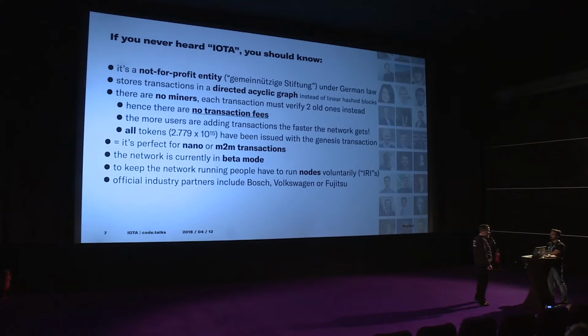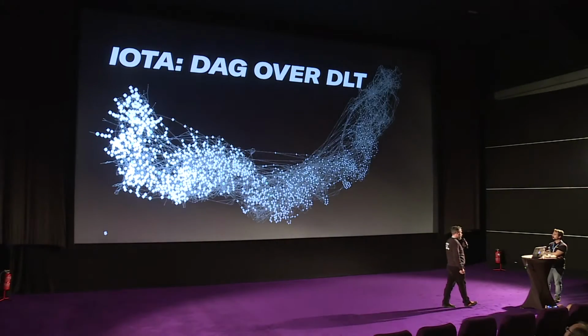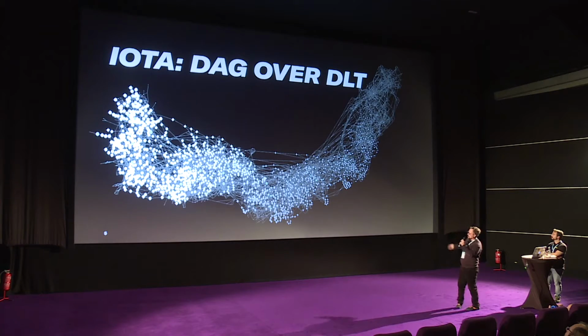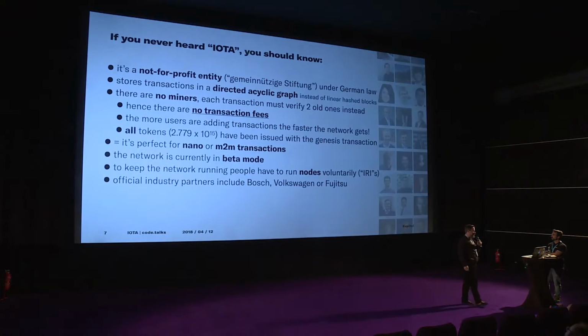There are no miners in this kind of technology. Each transaction must verify 2 old ones instead. This means if you want to put some information in the tangle, I will show it to you again here. If you want to put some information at the very end of it, which is actually over there somewhere, you have to find 2 old transactions and verify those on your own. This means you are the miner. Every one of us is a miner if you want to put something on it. The more users are adding transactions to this tangle, the faster the tangle on the network gets.